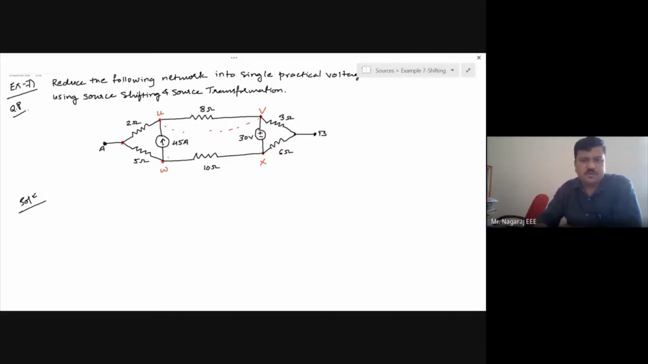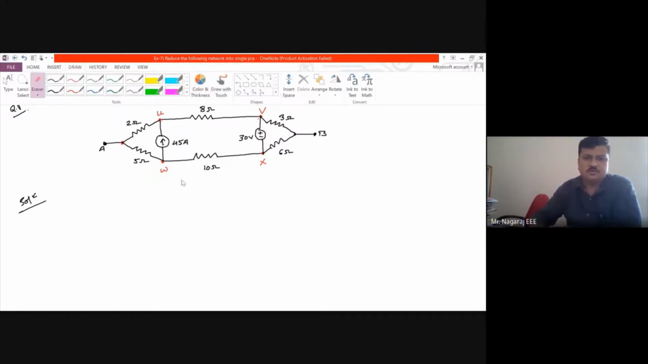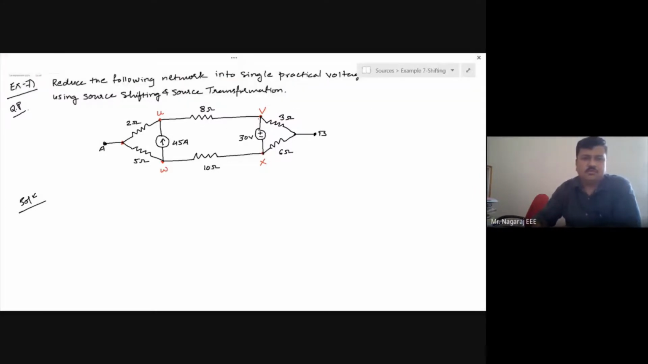If I take this 45 amperes across 10 ohms, it appears that at W the current has to leave, but at X the current has to enter. But in the original circuit, X is not getting any 45 amperes of current. So that connection is not valid. The valid connection for this current source is only across 2 ohm and 5 ohm. So this is one case.